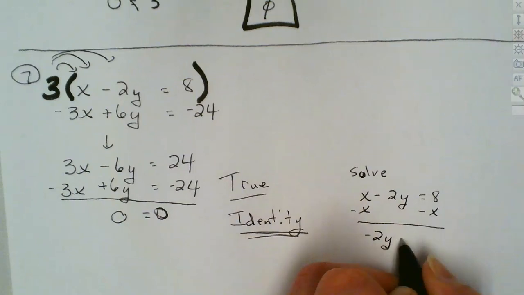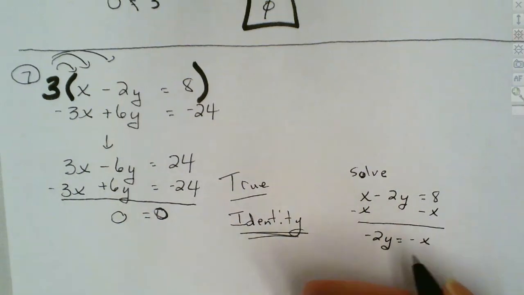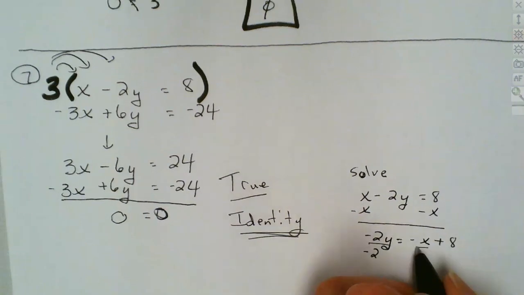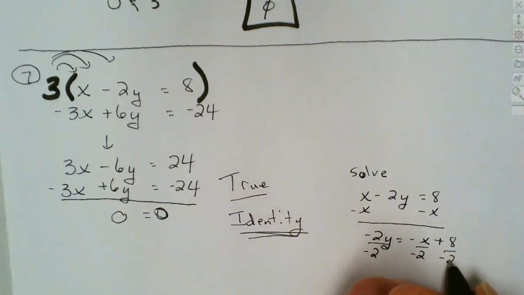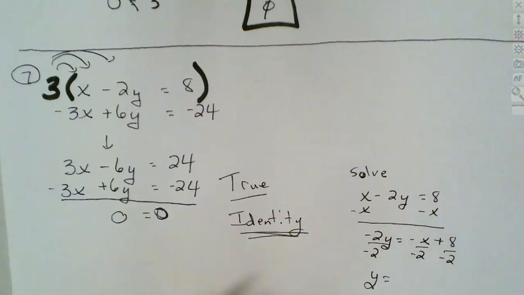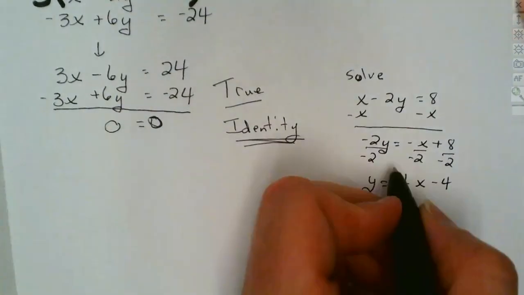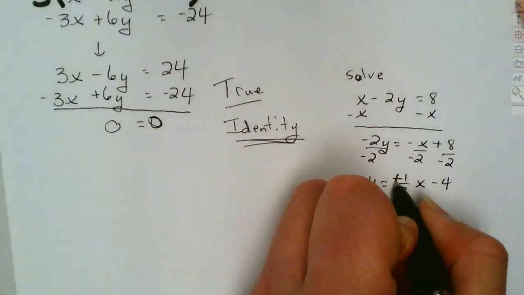So minus 2y equals minus x plus 8. We'll divide by our negative 2, and y equals now minus 1/2 x minus 4. Oh, wait, positive 1/2 there, because negative and negative makes it positive.